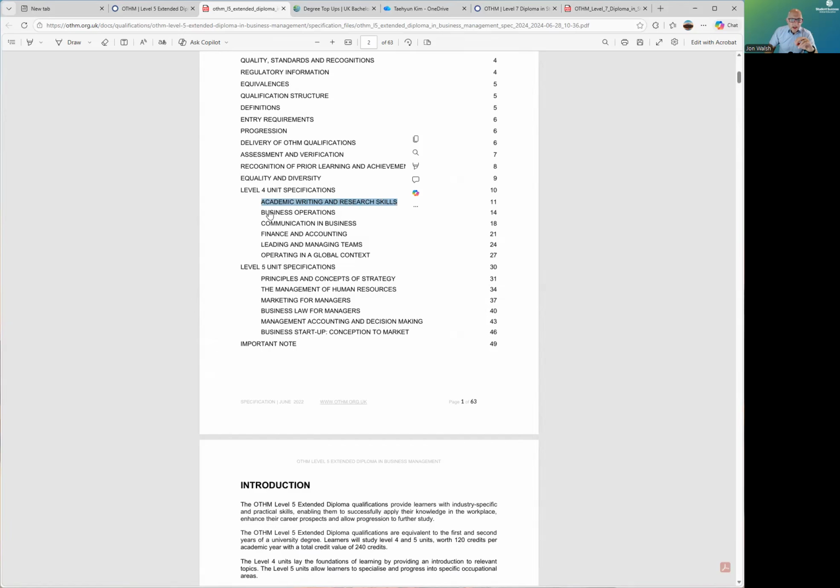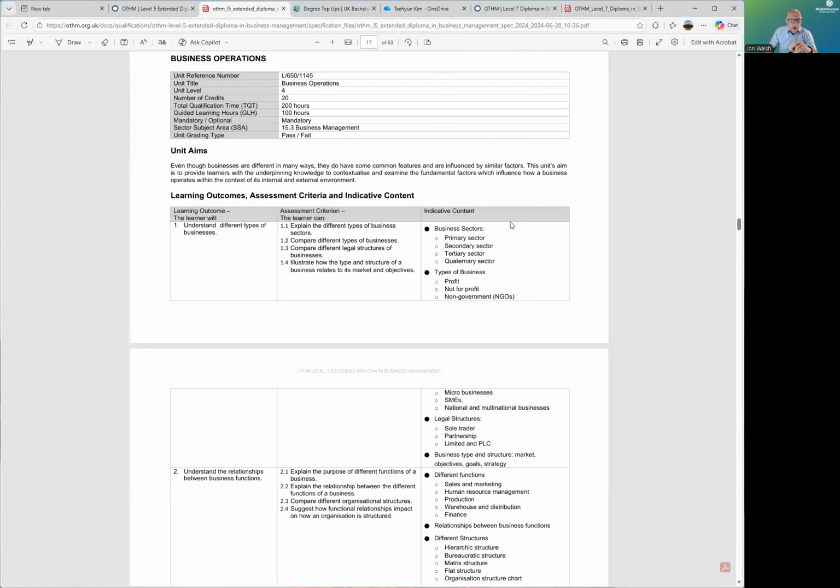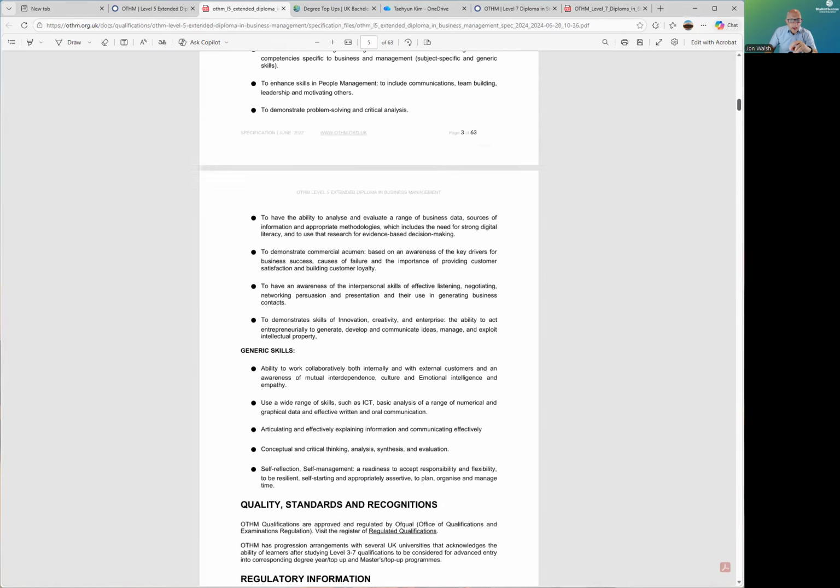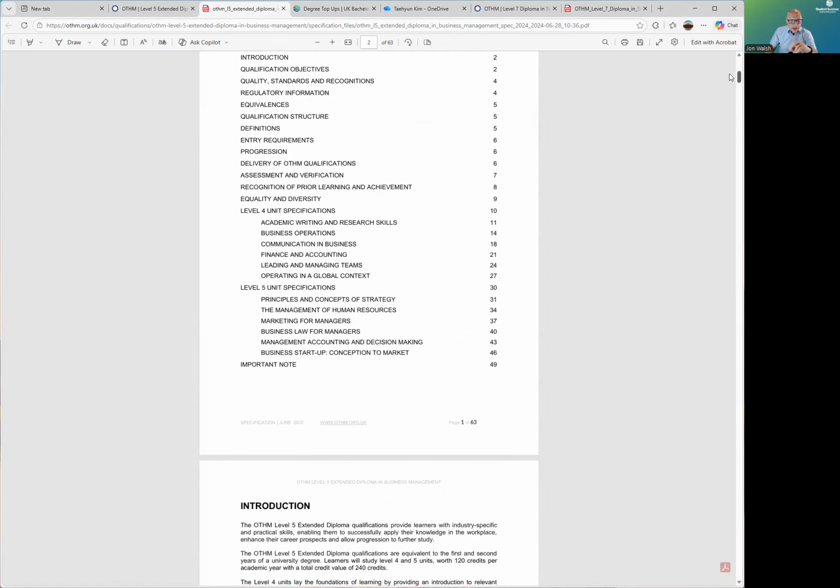After that, you can see various different units. The second unit is business operations. Third unit is communication in business. Fourth unit is finance and accounting.